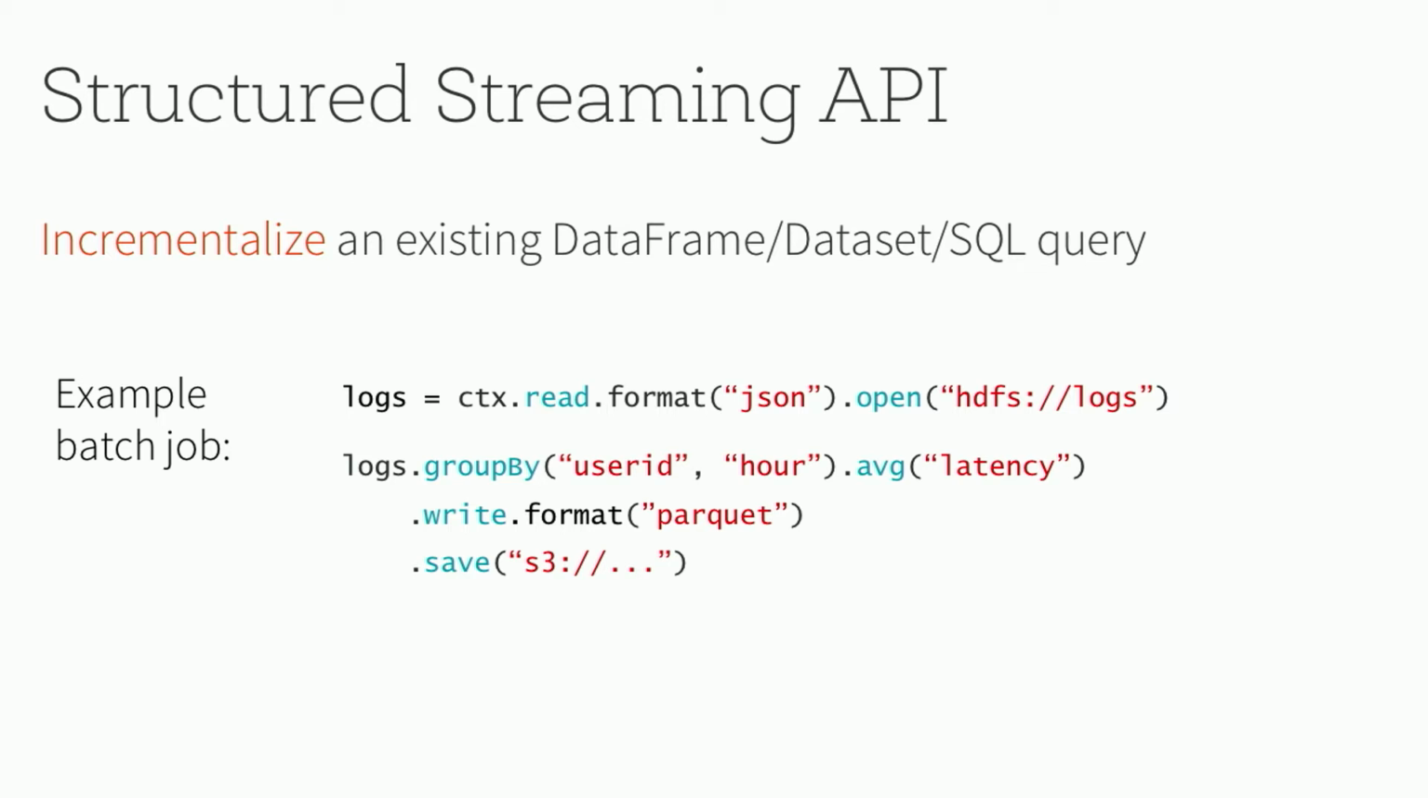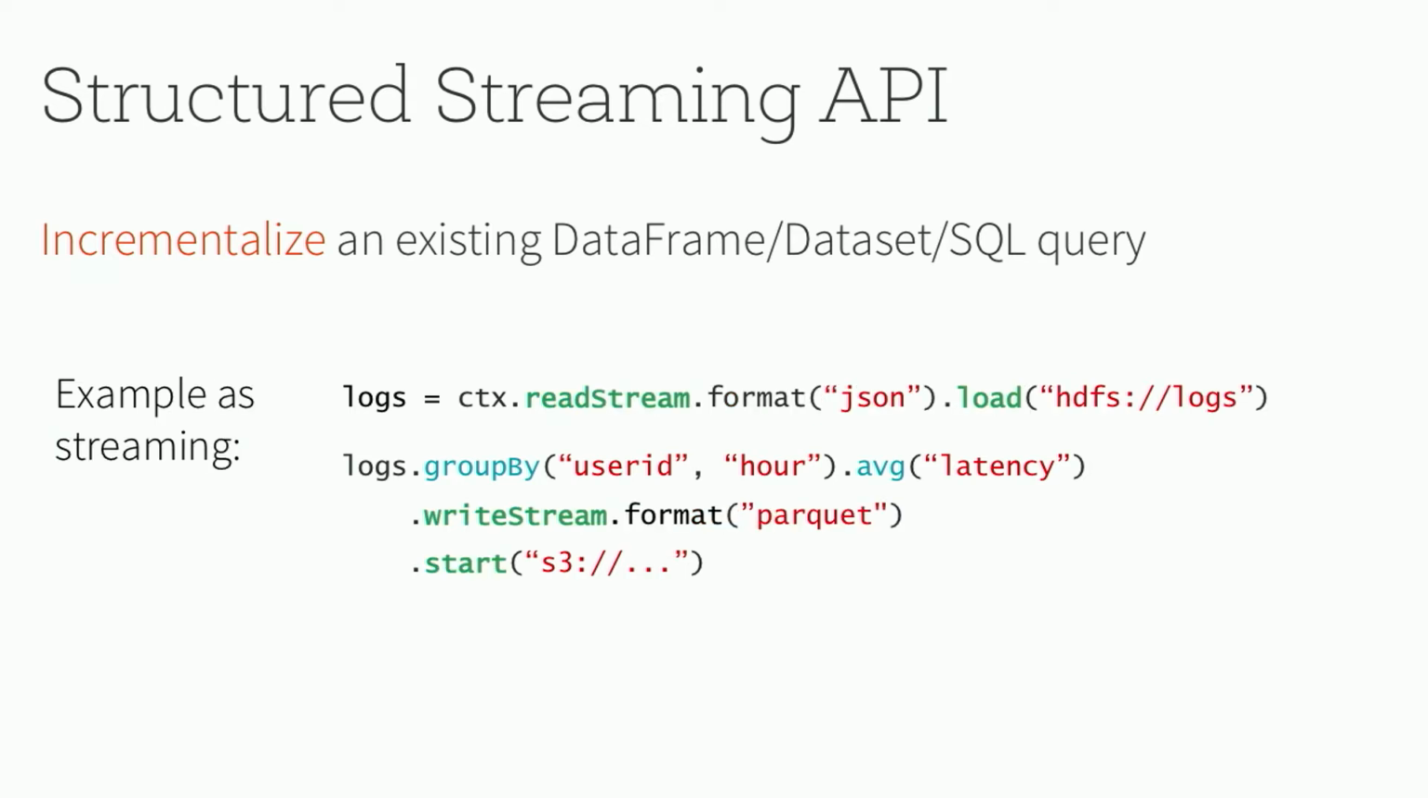So as a small example, imagine we have this batch job here. This thing is just a batch job. It's trying to read some JSON data from HDFS and then group it by the user ID and also the hour field, which is the event time when something happened, and figure out the average latency. And let's say we're trying to write that to a file in S3. So that's kind of nice. We can understand what the job does and save it. If we want to make this into a streaming job that updates the result incrementally as new data arrives, we just have to change the input and output methods.